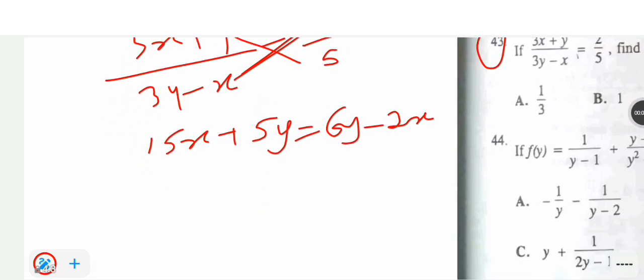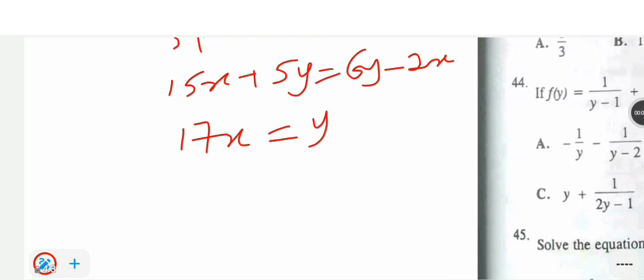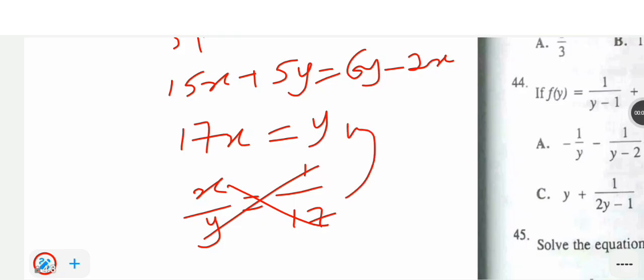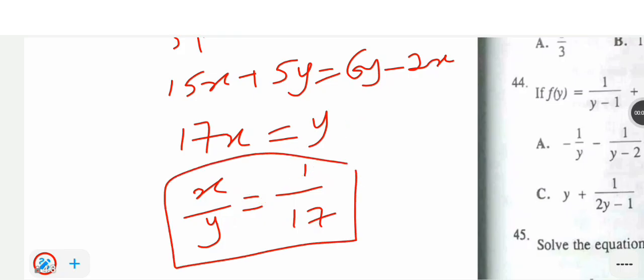Gather the like terms. 15x plus 2x will give you 17x. 6y minus 5y will give you ordinary y. Then divide both sides, let's look for x over y. That will give you 1 over 17. If you cross multiply this, you will get the same one back. So that means x over y is 1 over 17. That's the value of x over y.